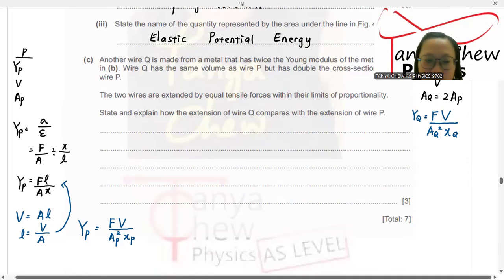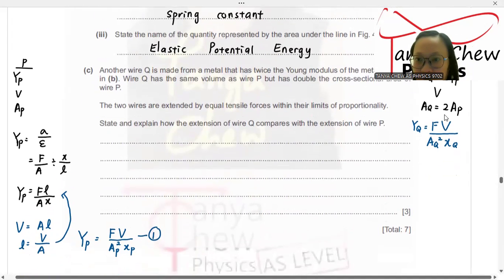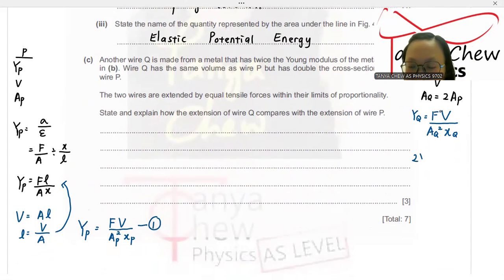Now, this is my first equation, but I want to find what happens to the extension of wire Q. So I need to sub in certain stuff here. So now we see that the Young modulus of Q is 2 times the Young modulus of P. So I'm going to replace that. 2 times the Young modulus of P, force times volume. And the cross-sectional area of wire Q is 2 times the cross-sectional area of wire P. So I just put 2 area of P, but I have to square the whole thing, remember? Times extension of Q. Now I modify, make it simpler. F volume over 4 times the area of P square extension of Q.